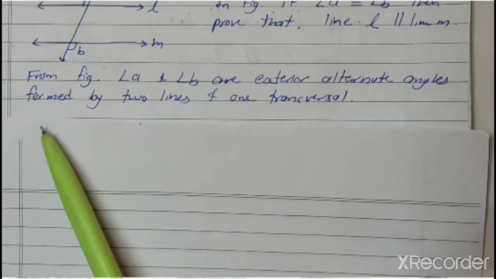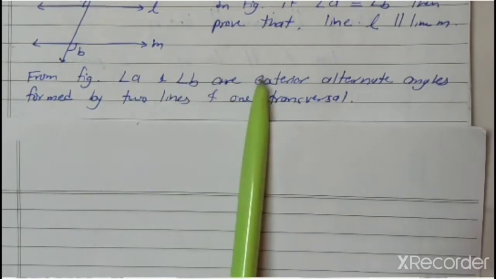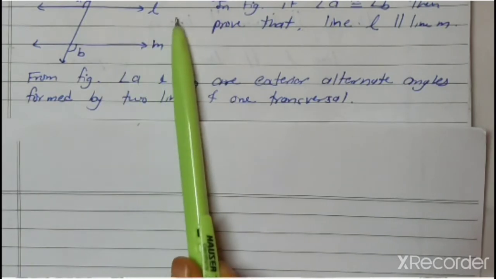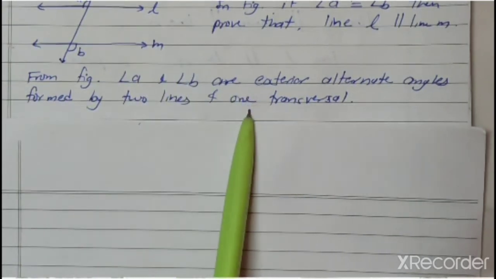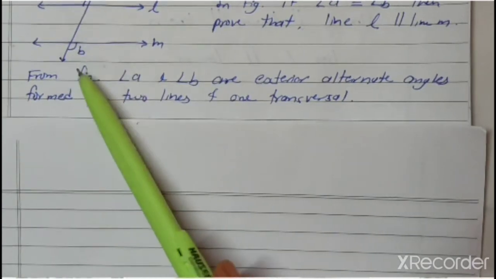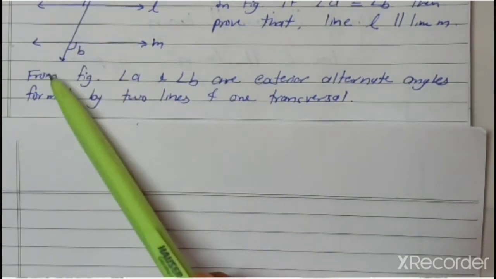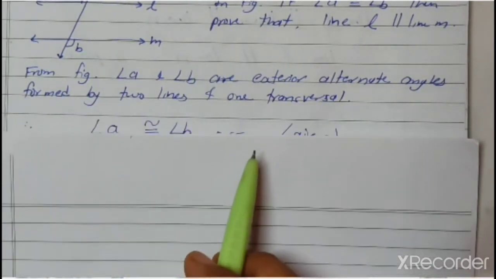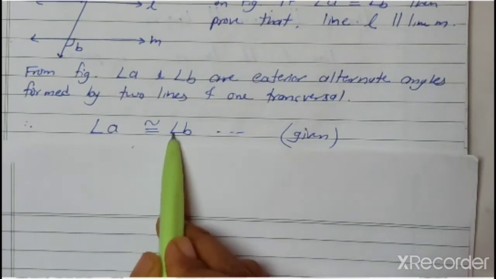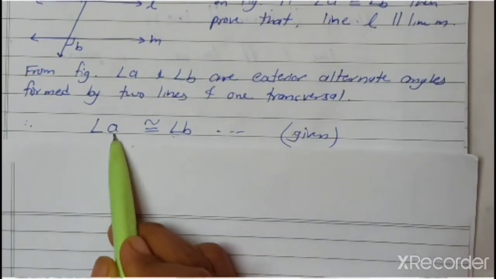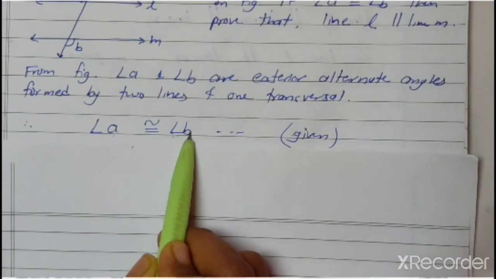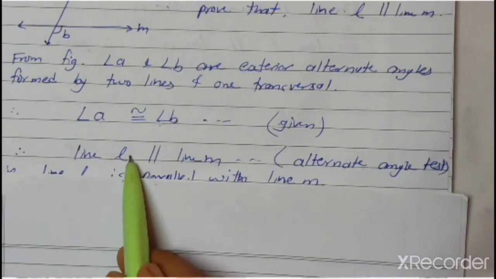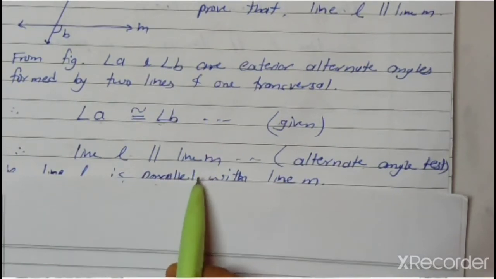So here I write down this step. From this figure, these two angles are exterior alternate angles formed by two lines, L and M, and one transversal, line N. So if these two angles are exterior alternate, let us check: are they congruent or not? Yes, they are congruent because it is given. If these two exterior alternate angles are congruent, then you can say that by the alternate angle test, line L is parallel with line M.